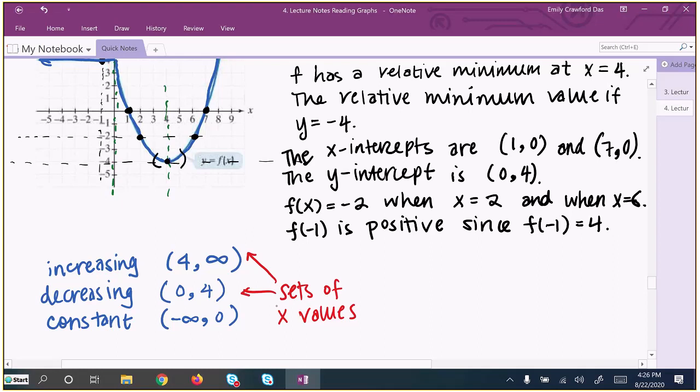And one other thing to notice is that the function cannot be simultaneously increasing and decreasing. So these should be different intervals. And if we look at what we found, they are, right? We split the domain up into the piece from negative infinity to 0, we're constant. Then the piece from 0 to 4, we're decreasing. And then the piece from 4 to infinity, we're increasing. So these should all be different sets of x values because the function can only be one of the three things, increasing or decreasing or constant at any given point.